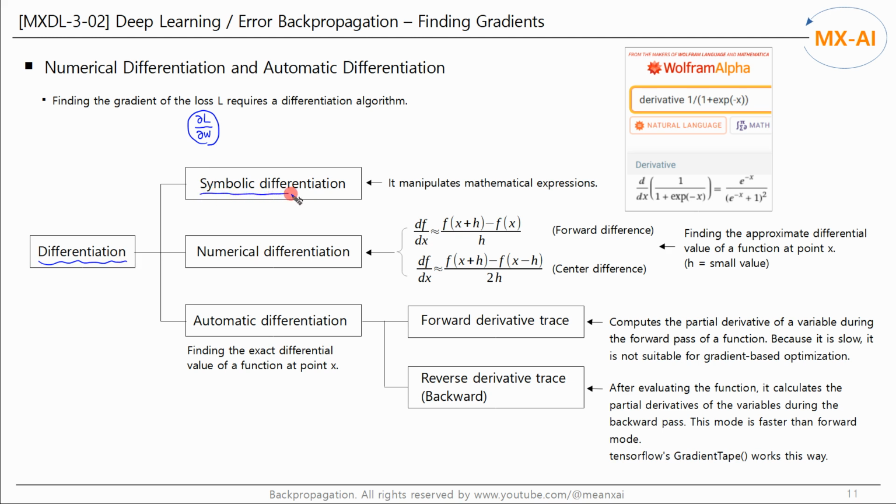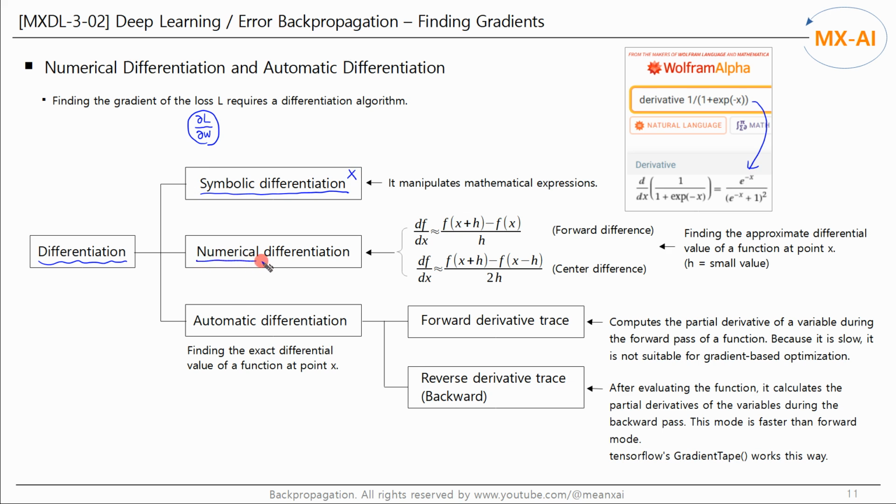The first algorithm is symbolic differentiation, which finds the differential function by directly manipulating the mathematical expression. For example, Mathematica differentiates the sigmoid function as follows. This method can find the exact derivative, but depending on the shape of the loss L, the result becomes very complex and time-consuming. So it's not suitable for deep learning.